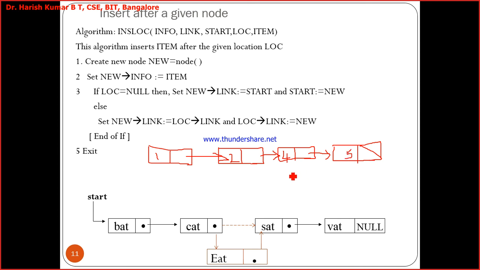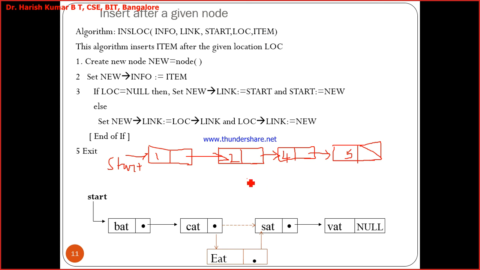Now I'll insert a new node 3, and start is pointing to this. I want to insert a new node 3 after 2, after a given node. First observe here: info field, link field, start, this is what I'm passing. Location also I'm passing. What is the location? 2 is the location. After 2 I need to insert. The item to be inserted is 3.